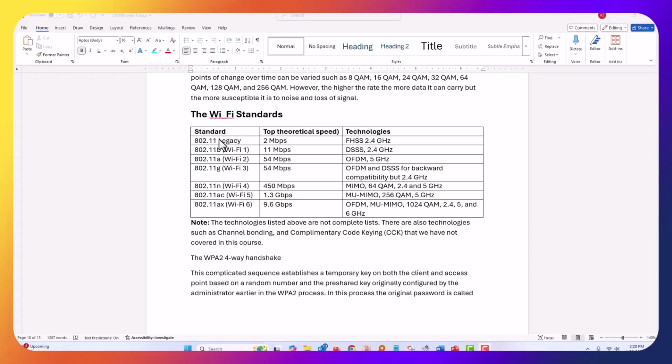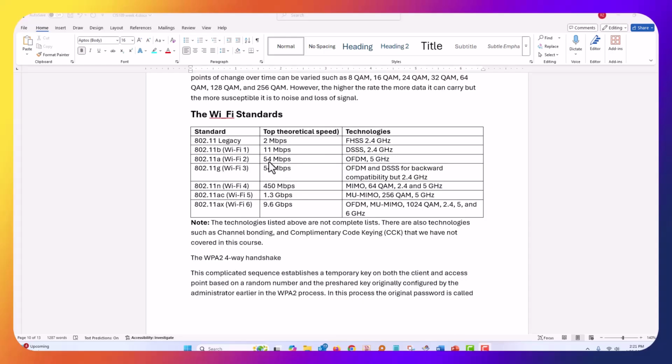So the first 802.11, the legacy one, only went 2 megabits per second. So slow it wasn't even really worth trying. And it used FHSS and 2.4 gigahertz. Remember that the lower the speed, the farther it'll travel, but the less information you can cram into the same period of time. Then the B working group came out. We called that Wi-Fi 1, 11 megabits per second. That was one because that was really the first commercially viable one at 11 megabits per second. It used DSSS and 2.4 gigahertz.